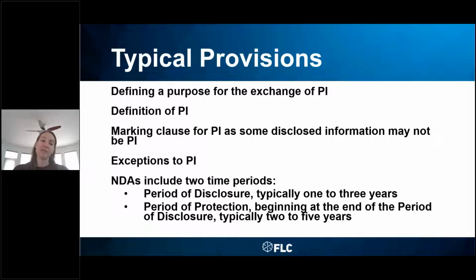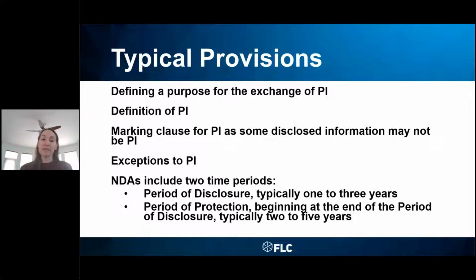So some of the typical provisions in an NDA: oftentimes there'll be a purpose. Why are the parties exchanging information? Sometimes you want a narrow purpose, so you can only use that information for that narrow purpose, or sometimes you want a really broad purpose, like you want to explore a relatively broad relationship. Maybe the purpose is broad for business reasons.